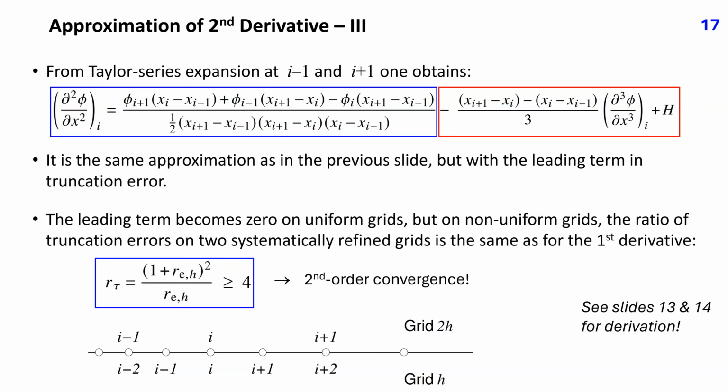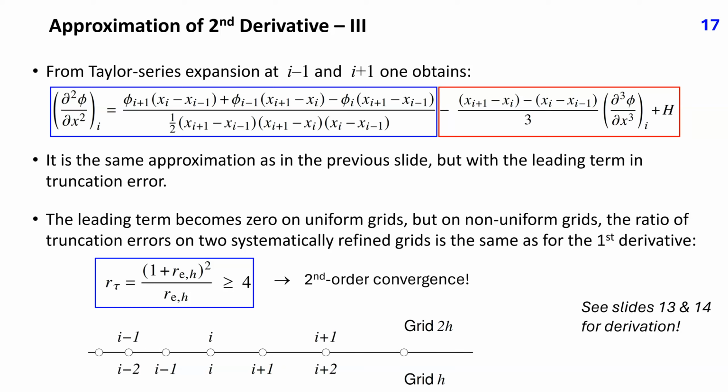Approximations of the second derivative can also be obtained using Taylor series expansion. Applying the expansion at nodes I plus 1 and I minus 1, as shown in slide 7, we can eliminate the first derivative at node I and obtain the following expression for the approximation of the second derivative and the leading truncation error term. The approximation is the same as the one obtained via a different route in slide 16. The leading truncation error term, which apparently is proportional to delta x, vanishes when the grid is uniform. The next term is proportional to delta x squared, so the approximation is of second order on uniform grids.